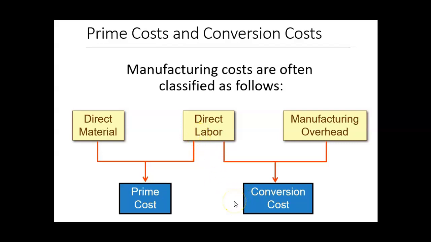When you think of your conversion costs, we're taking these items to manufacture the actual product. Your conversion costs consist of direct labor and manufacturing overhead. So again, prime costs: direct material and direct labor. Conversion costs consist of direct labor and your manufacturing overhead costs.